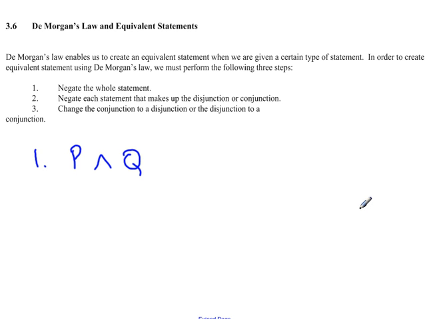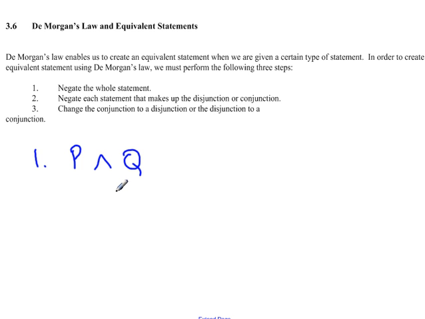DeMorgan's Law. I'm going to do two examples of DeMorgan's Law. What DeMorgan's Law does is it allows us to create what we call an equivalent statement, that means a logically equivalent statement, following these three steps. Now that's true if we're talking about a conjunction or a disjunction.